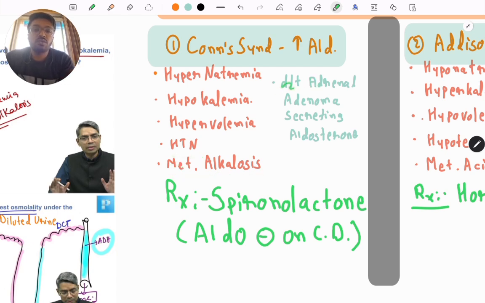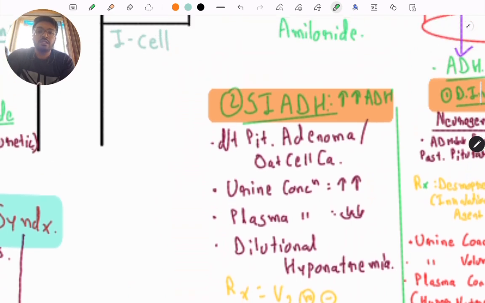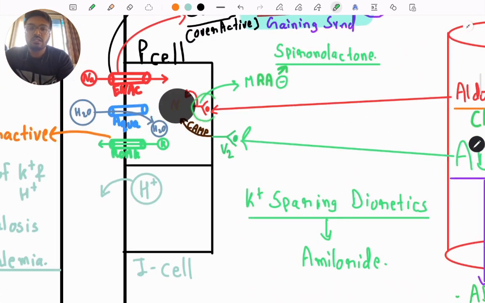Now this syndrome can happen due to an adrenal adenoma secreting aldosterone. To stop this or to get relief from this, we can give a drug called spironolactone, which is also famously known as a potassium sparing diuretic. What it will do is inhibit the aldosterone receptors on the collecting duct. Now it is an MRA, or mineralocorticoid receptor antagonist. So all this overactivity of the ENaC channel and the potassium and hydrogen channels due to aldosterone influence is going to be decreased, and the symptoms will be less.